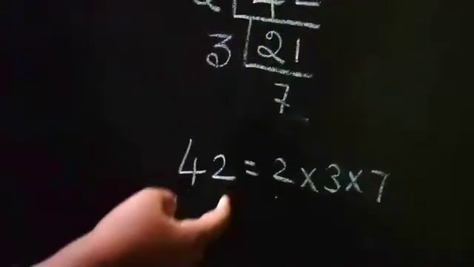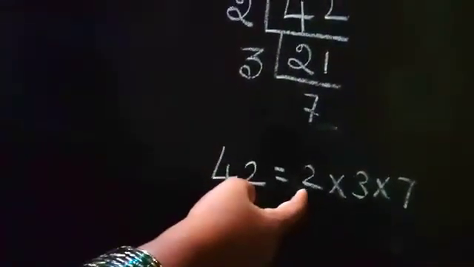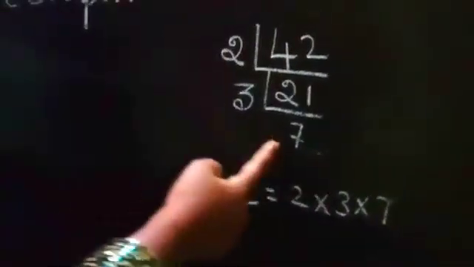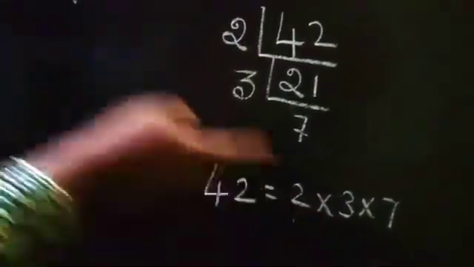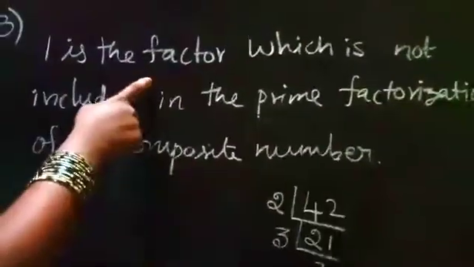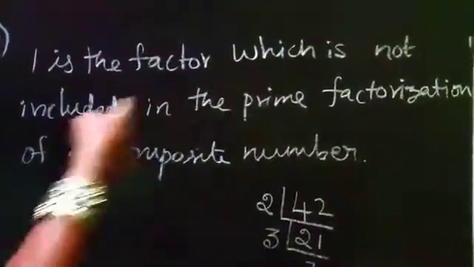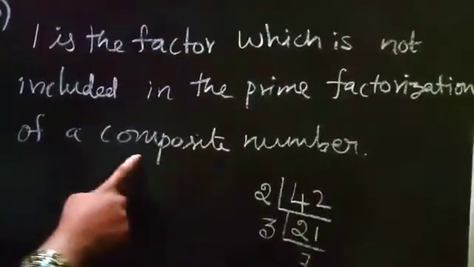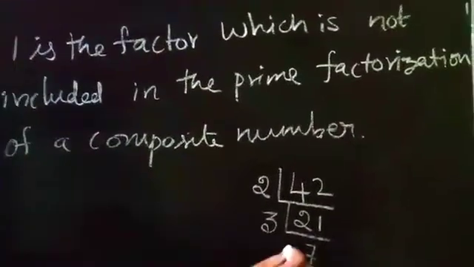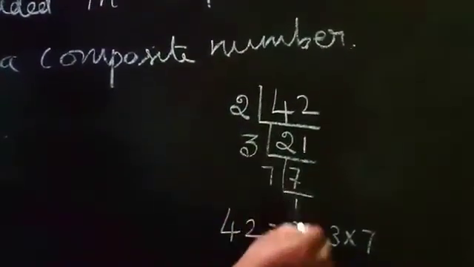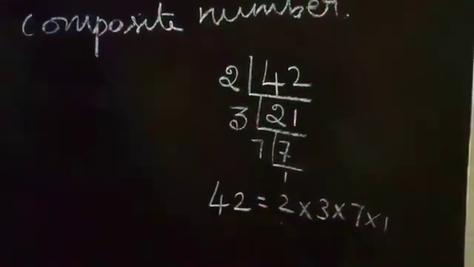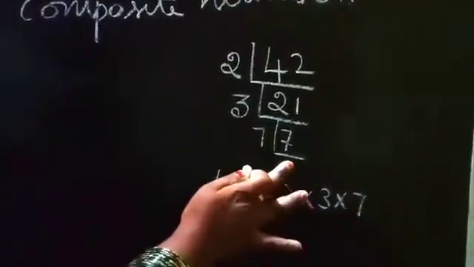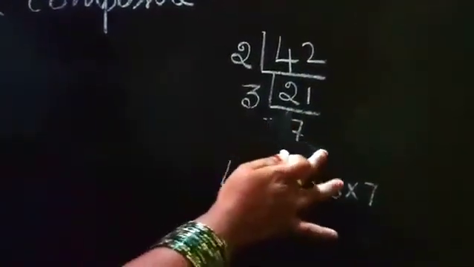So for a composite number, when we do the prime factorization, this is called prime factorization. So 1 is the factor which is not included in the prime factorization of a composite number. You can write it also, or without writing it, the meaning is the same. So this one no need to write in this place.